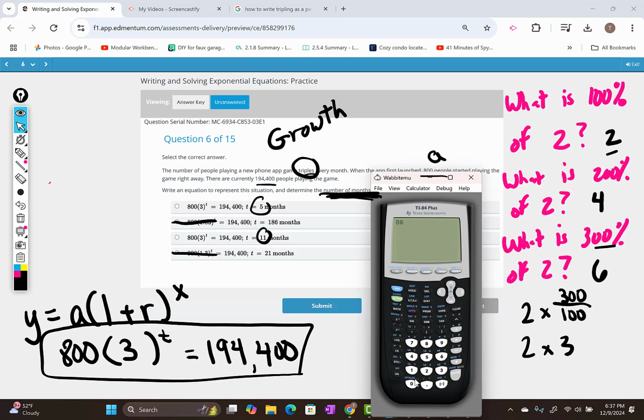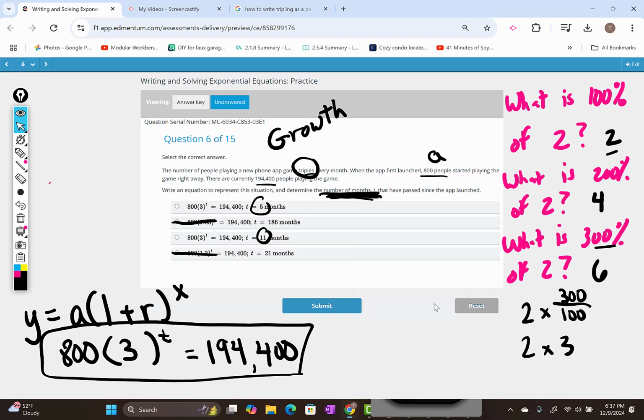So I'm going to type in the equation 800 parentheses 3 raised to the, we'll call it the x power. Actually, no, not the x power. This is where we're going to substitute, look at answer choice A, we're going to substitute 5 for that x variable. If it equals 194,400, then 5 is the answer. It does. So the answer choice for this problem is A. Just remember, when you are tripling, you are taking 300% of a number.